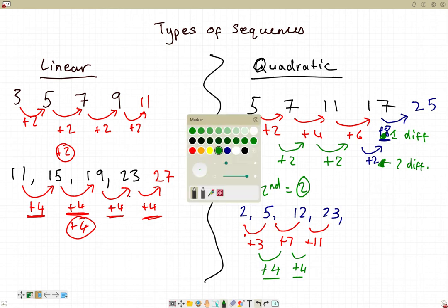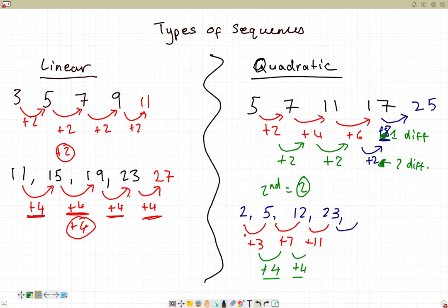So to the 11, I'm going to add 4. So 11 add 4 gives me 15. So 23 plus 15 gives me 38. Okay, so that will be my next term in my sequence.